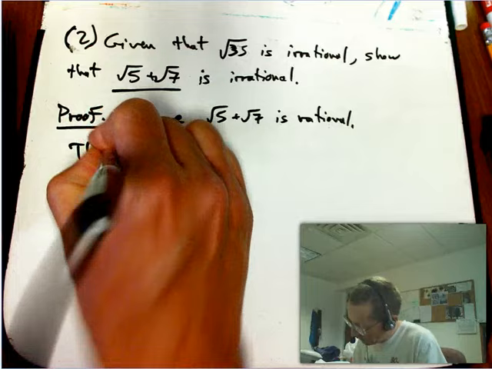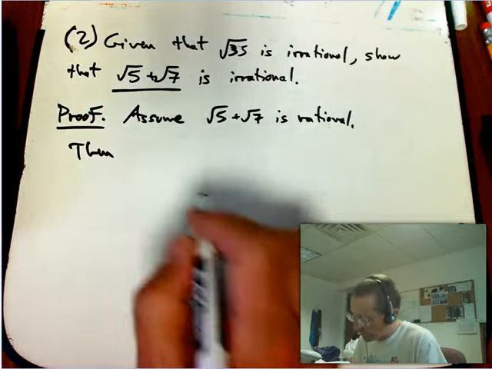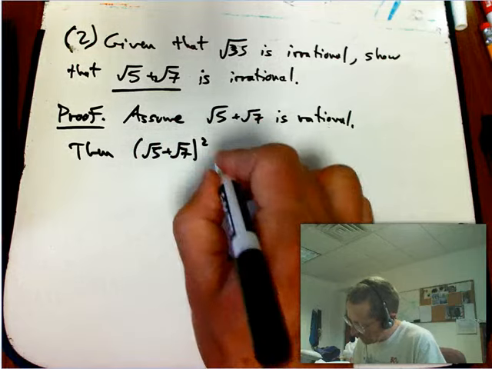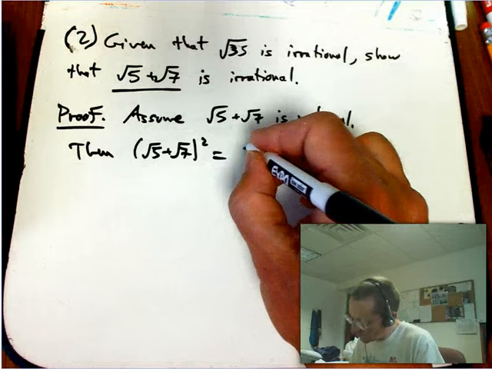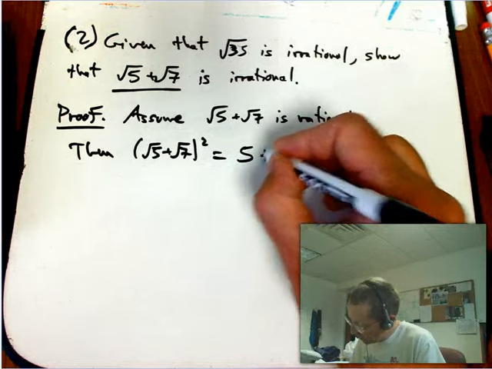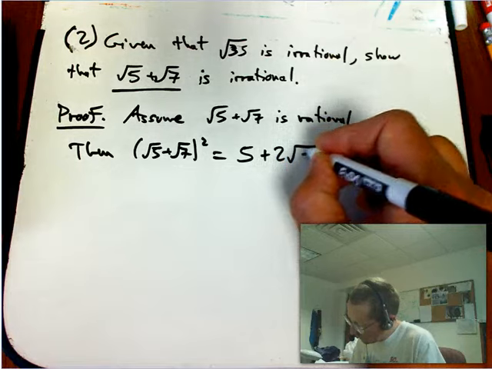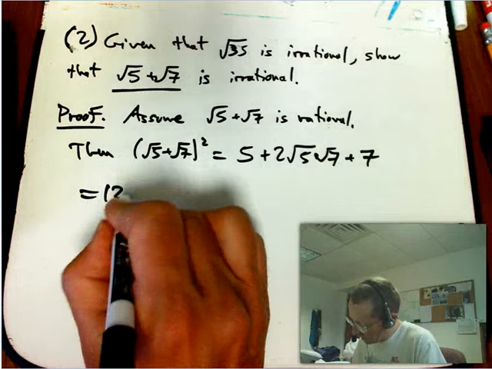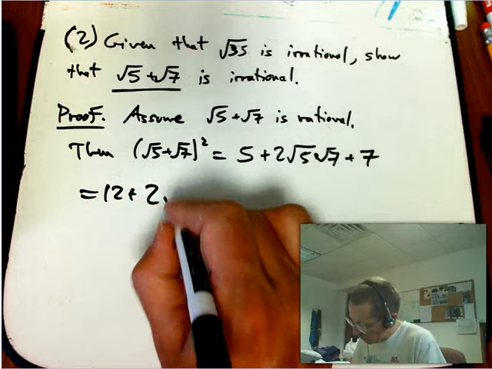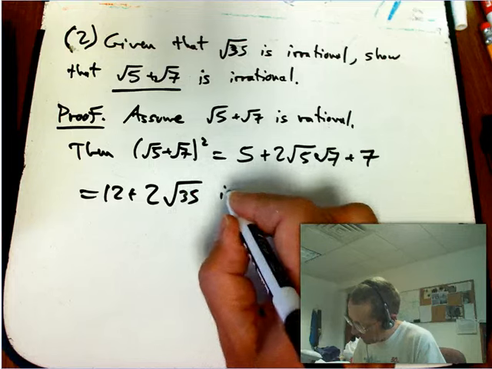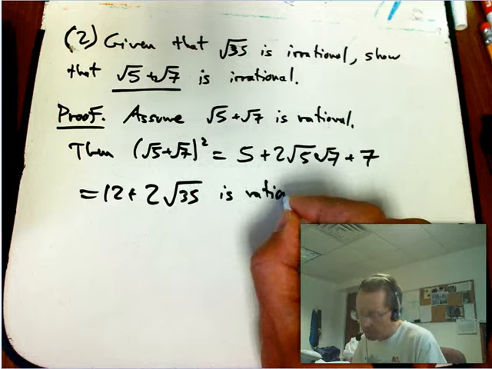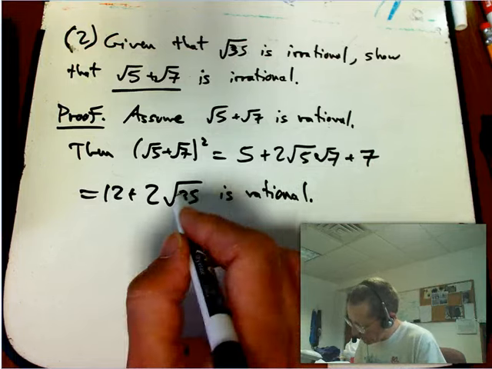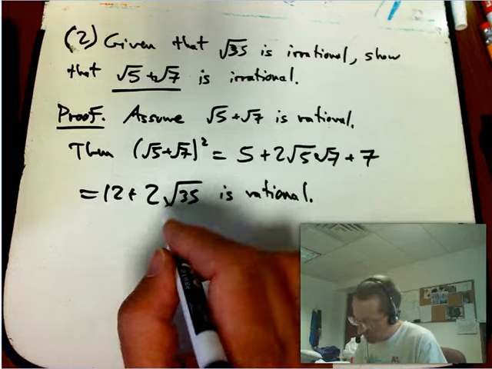Okay, assuming that, for the purposes of contradiction, of course, then its square is also rational. But that's going to be root 5 squared, which is 5. Aha, there's a payoff. Plus 2 root 5 times root 7, plus 7. Okay, so that's 12 plus 2 root 35. Aha. So we're asserting, based on our assumption, that that's rational. Okay, but if that's rational, then that minus 12 is rational, and then that divided by 2 is rational.